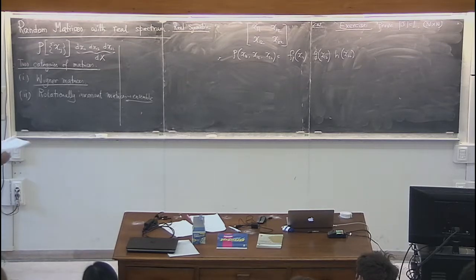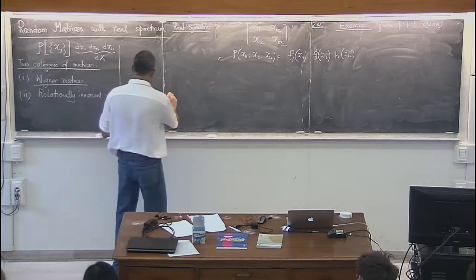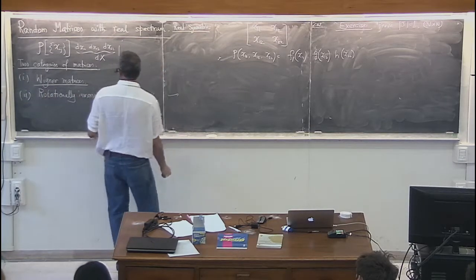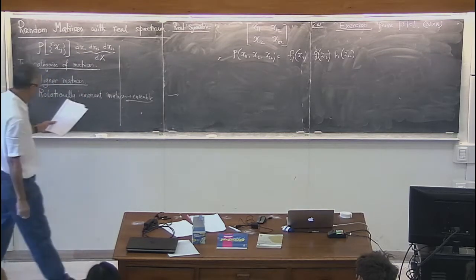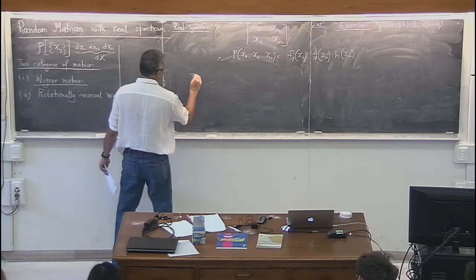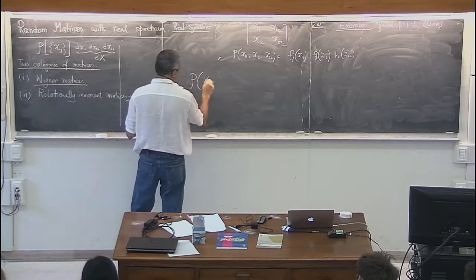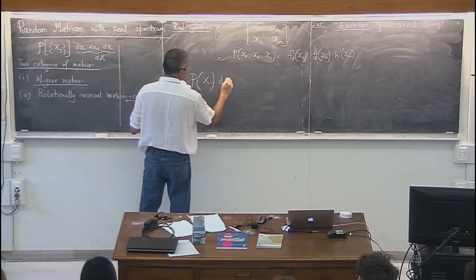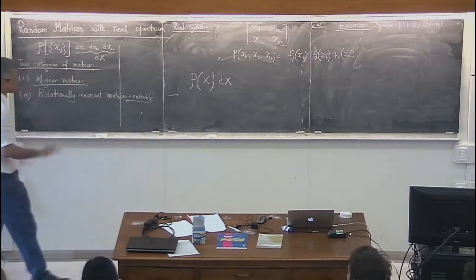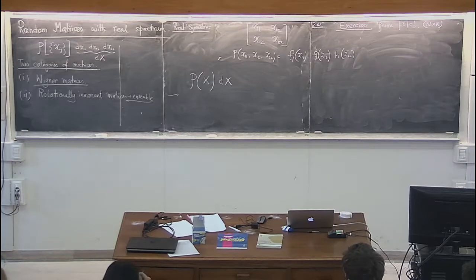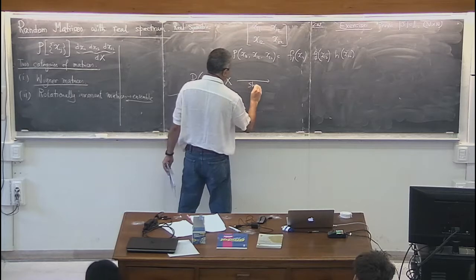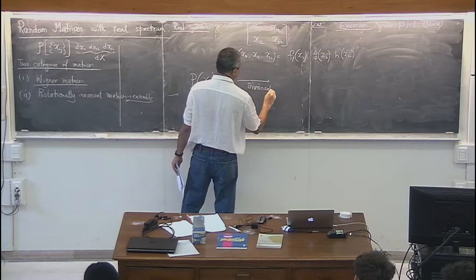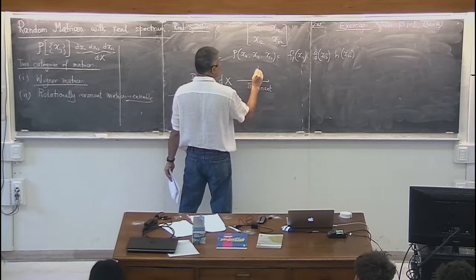This means that, as we have already seen, the volume element does not change under the similarity transformation. Therefore, the probability distribution, P of x dx, where I use shorthand notation for the matrix elements, should be invariant under a similarity transformation.